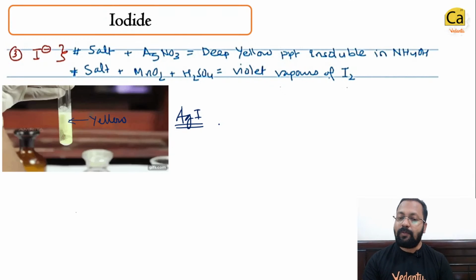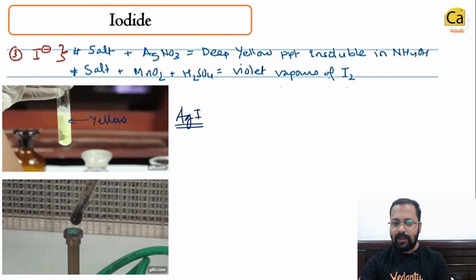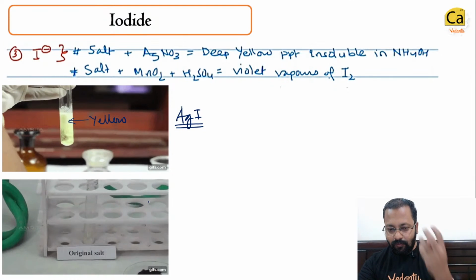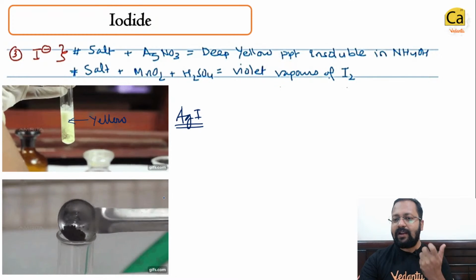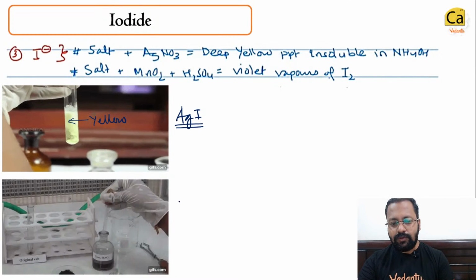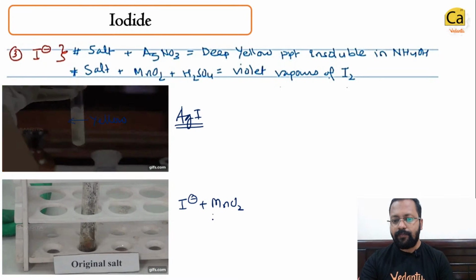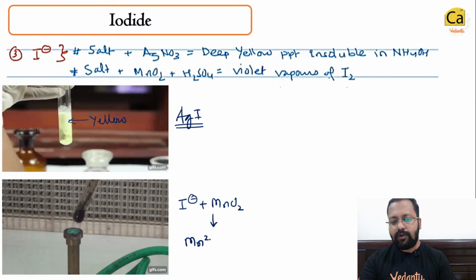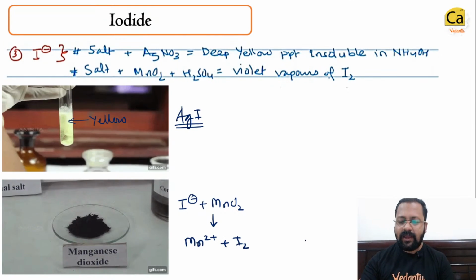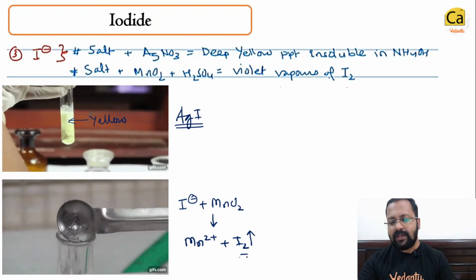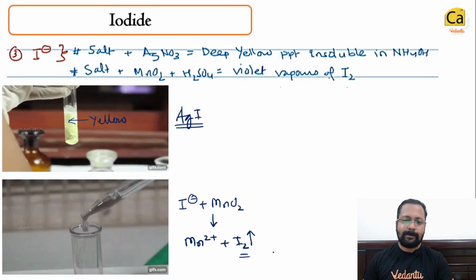Next, salt plus MnO2 and H2SO4. So salt में आपने क्या किया कि MnO2 डाला, H2SO4 डाला, and you warm it a bit, you will get violet vapors of I2. So if you take I minus and you take MnO2, you will get Mn2 plus and I2. आयोडीन मिलेगा आपको, एंड आयोडीन के वेपर्स का कलर क्या होता है? वायलेट. ठीक है, क्लियर?